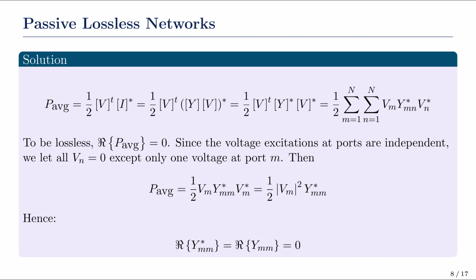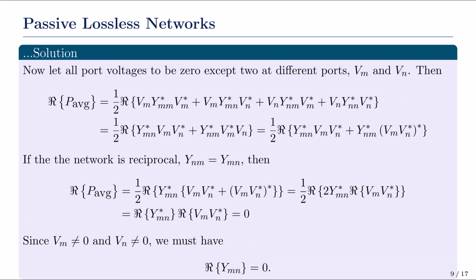To determine a diagonal element Y sub mm, we set all port voltages to zero except the voltage at port m. The average power then depends only on Y sub mm. Since the network is lossless, its real part must be zero. Therefore, the diagonal elements of the admittance matrix are purely imaginary. We next consider two non-zero port voltages.